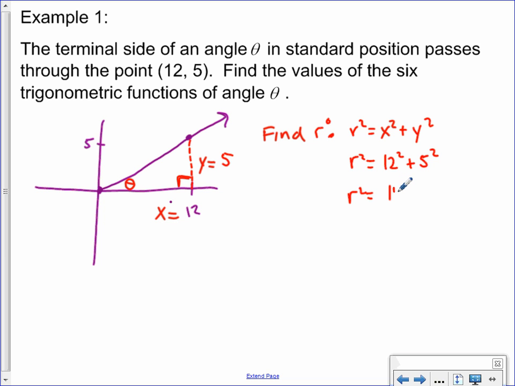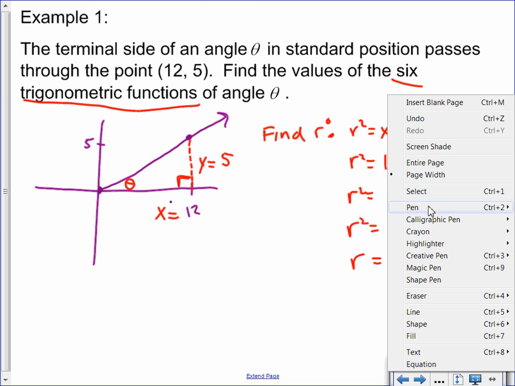So 144 plus 25 is 169. Therefore, r has to be 13. I feel like we did this one earlier. Yes, we did. Okay. All right. So if you want to find the 6 trig functions, all you need are x, y, and r. Ready? Here we go.